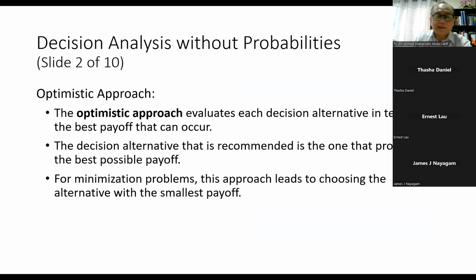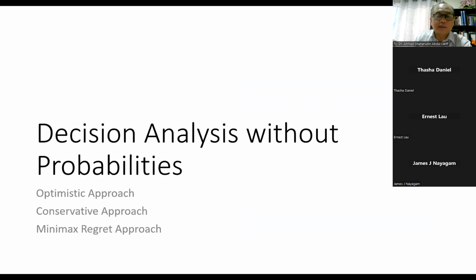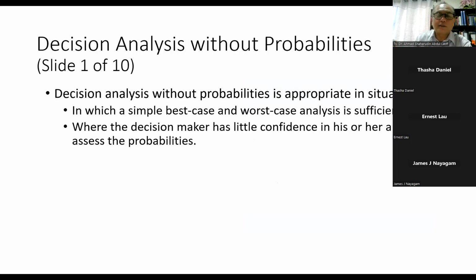This is without probabilities. When do you do it without probabilities? When you want a simple best case, worst case analysis. You just want to look at what is the best case and what is the worst case, because your management might ask you. In the best case, you can make 20 million, but you produce 90 condominiums. Best case, but the situation must be that there is strong demand.